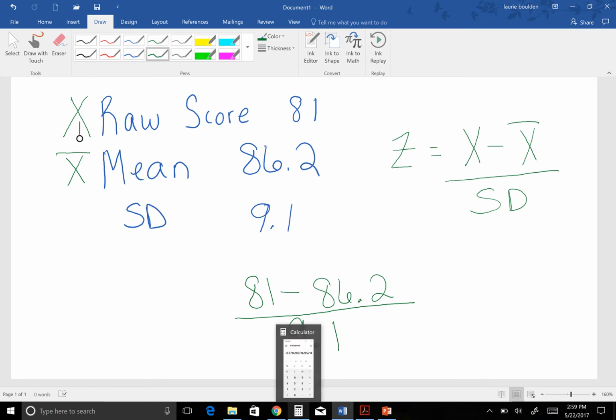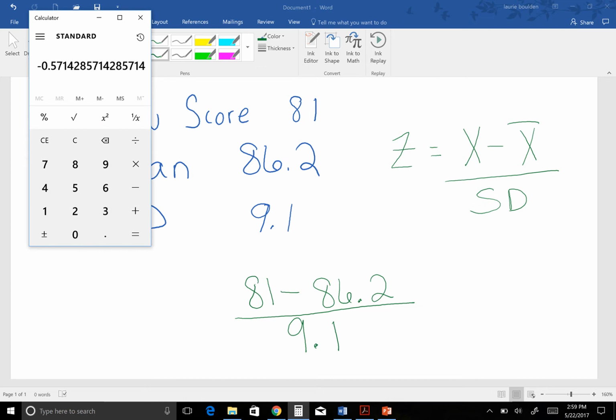All right, so then I'm going to bring up my calculator, and we're going to do 81 minus 86.2, and our answer is negative 5.2. And then we're going to divide that by our standard deviation of 9.1, and we get a score of negative 0.5714, etc. We're going to round to the nearest hundredth, which is 2 decimal places.